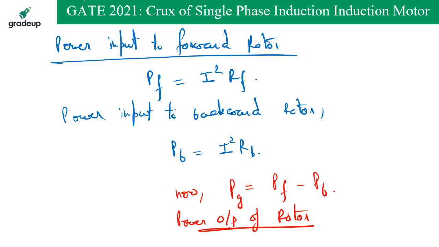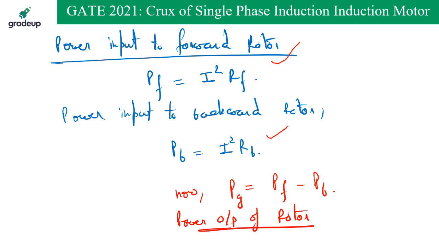Now, we want to know the power input to the forward rotor and the power input to the backward rotor. As there are two hypothetical rotors, even though mechanically it is constructed as one rotor, because of the two fields and two responses, we have a forward rotor and a backward rotor. I squared RF, I squared RB. Now the air gap power given to the rotor is defined as PF minus PB, that is the difference of the forward rotor input and the backward rotor input.